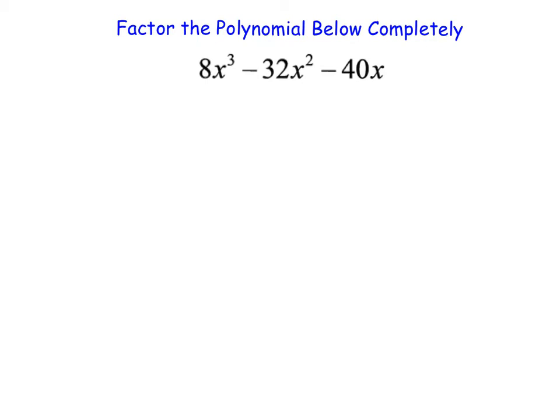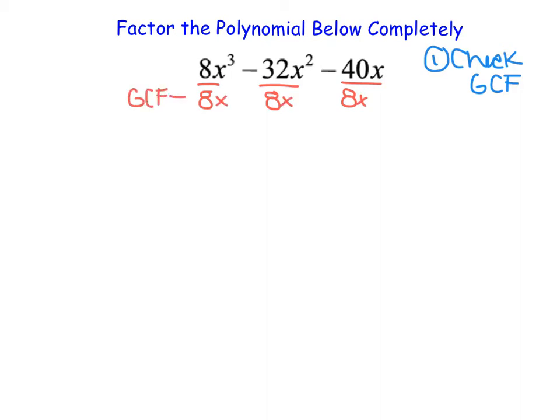And when we factor, the first thing we always want to do moving forward is check for a greatest common factor. So we're going to look at the greatest common factor numerically and variable-wise. What's the greatest common factor that we have? What I notice is that 8, negative 32, and negative 40 are all divisible by 8. So a part of my greatest common factor is going to be 8. And then I also notice that they each contain at least one x. So my greatest common factor here is 8x.